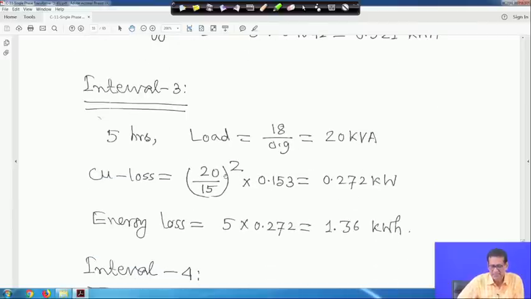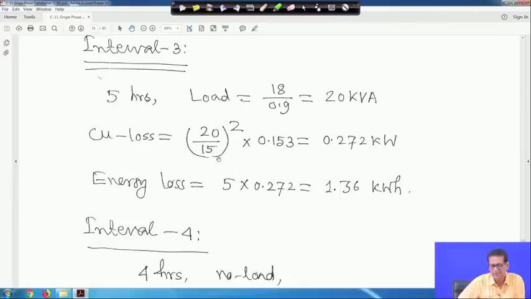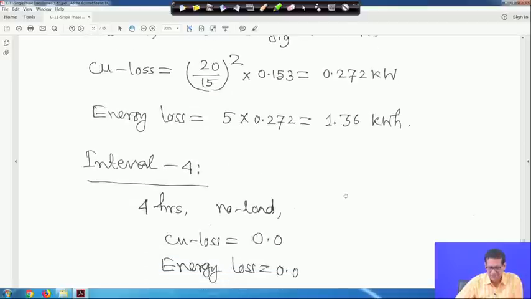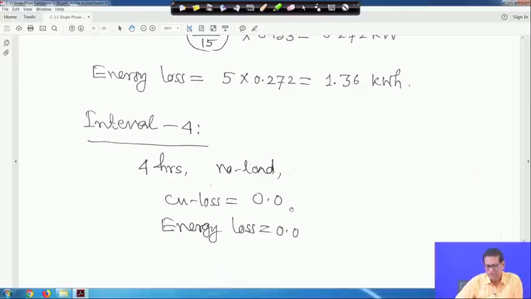Similarly, interval 3, the power factor is 0.9 and the load is 18 kilowatt. So 18 upon 0.9 gives 20 kilovolt ampere. At that time the load is 20 against the rating of 15, which means the transformer is overloaded. So (20 by 15) squared into 0.153 gives 0.272 kilowatt. The energy loss will be 5 into 0.272, so 1.36 kilowatt hour. In interval 4, 4 hours at no load, the copper loss is 0, so the energy loss is 0.